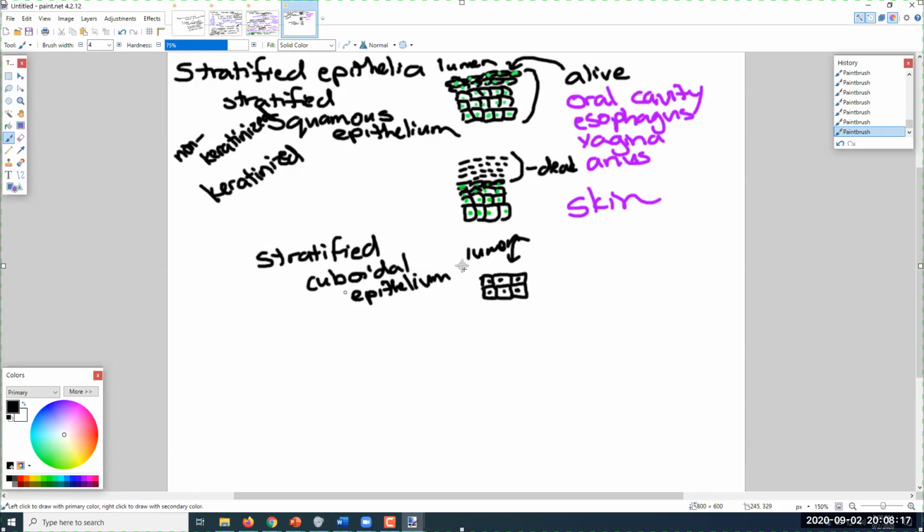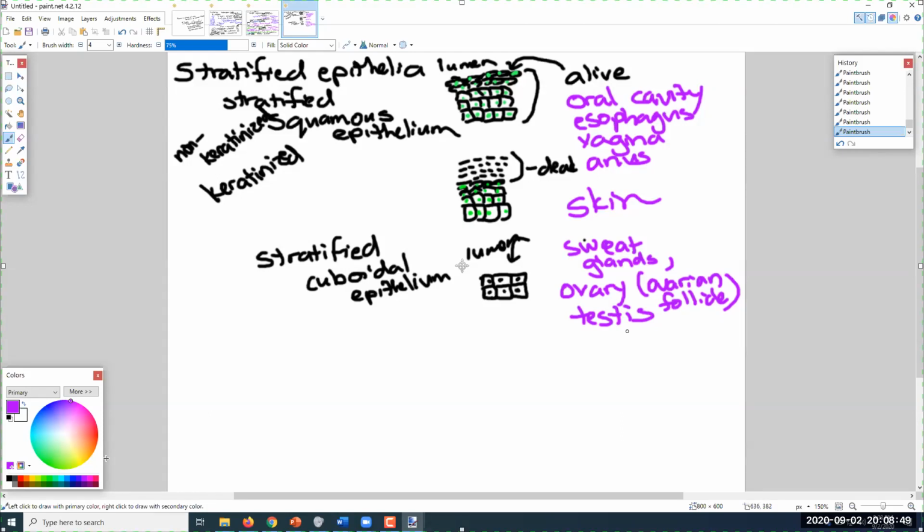Okay, where do we find this stratified cuboidal epithelium? Well, we could find it in sweat glands. We could find it in the ovaries, called the ovarian follicle. So if you put ovary, that's fine, ovarian follicle. We also find this in the testis as well. Yeah, testis is singular, testes is plural.